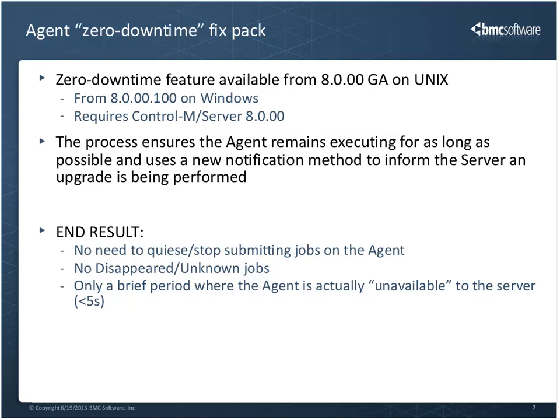So this means with the no downtime that you don't need to quiesce the agent, you don't need to stop submitting jobs to it. You won't see any disappeared or unknown jobs on that agent while it's being upgraded. There is only a very brief period of time when the agent is actually unavailable to the server. On our VMs where we've been doing this testing over and over again, the actual period of time where the agent is unavailable and not running is a second or less. And due to the notification between the agent and the server, it really is not noticeable.